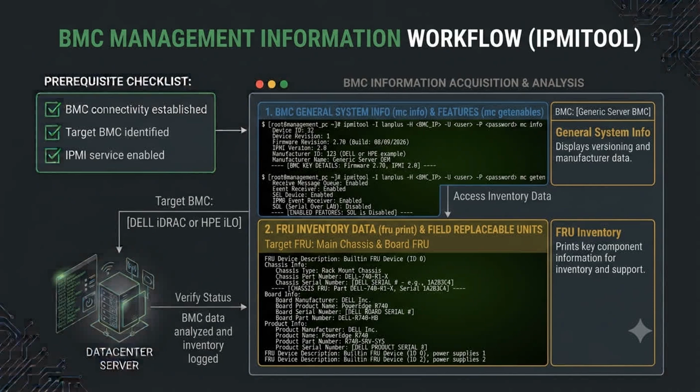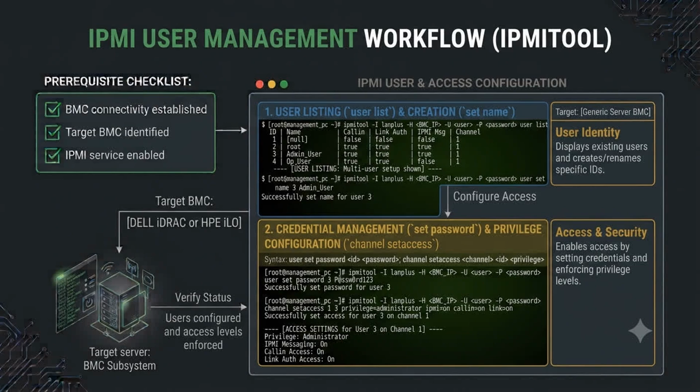Multiple people manage servers. The BMC supports multiple users. Type ipmitool user list. You see user ID, name, and privilege level. Each user is assigned a channel and a privilege. Channel 1 is LAN. Privilege: 1 is callback, 2 is user, 3 is operator, 4 is administrator.